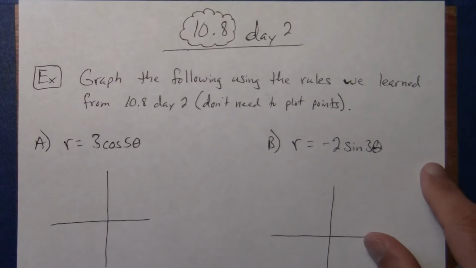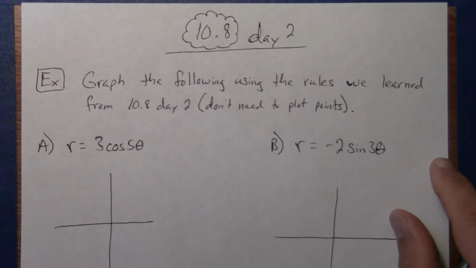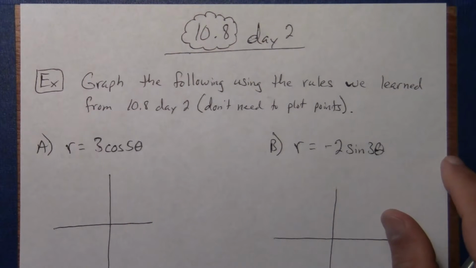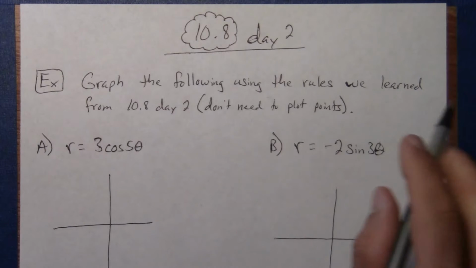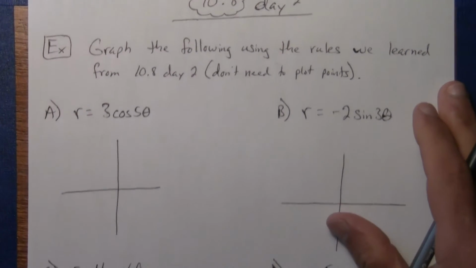Okay, for 10.8 day 2 homework help, I just have a couple quick sketches that we will draw. You're probably not having a lot of trouble with the homework, you just have to remember a lot of the rules. It's going to ask you to graph the following using the rules that we learned from 10.8 day 2, so we're not plotting points anymore.